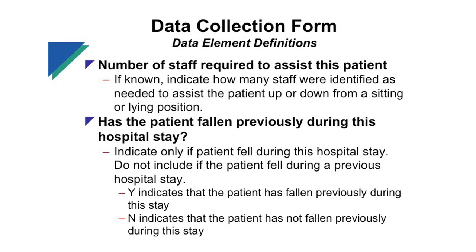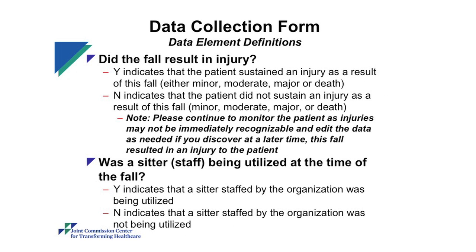Has the patient fallen previously during this hospital stay? Indicate only if the patient fell during this hospital stay. Do not include if the patient fell during a previous hospital stay. Check Y to indicate that the patient has fallen previously during this stay. Check N to indicate that the patient has not fallen previously during this stay. Did the fall result in injury? Check Y to indicate that the patient sustained an injury as a result of this fall, either minor, moderate, major, or death. Check N to indicate that the patient did not sustain an injury as a result of this fall, minor, moderate, major, or death.